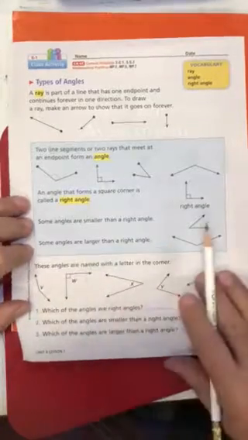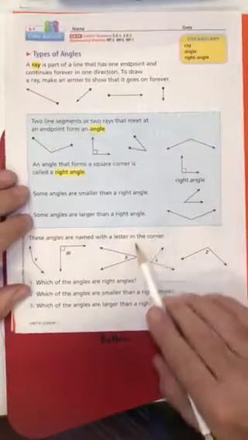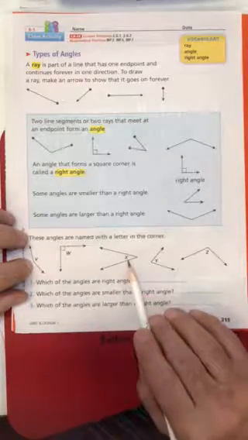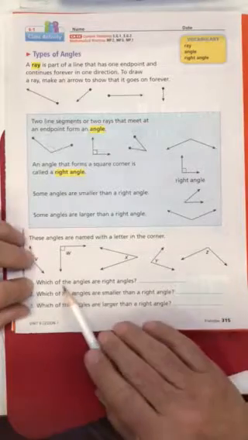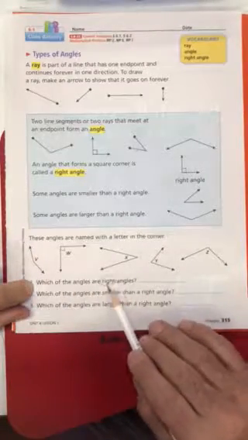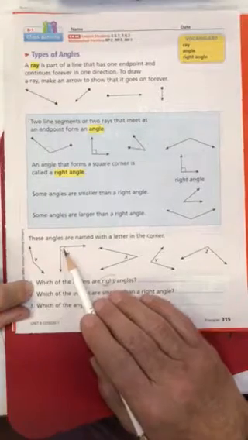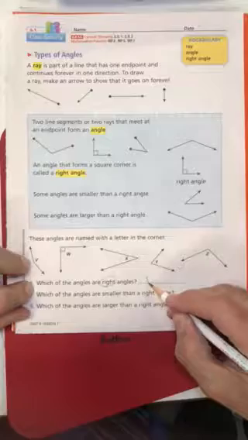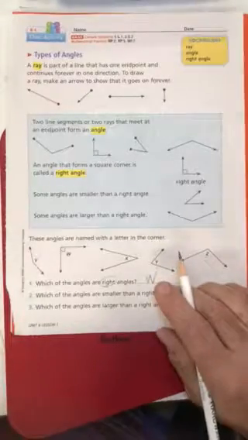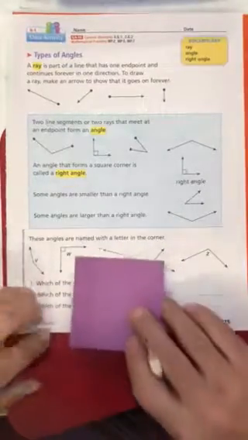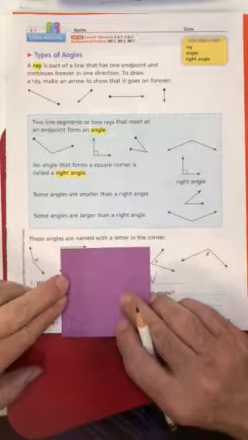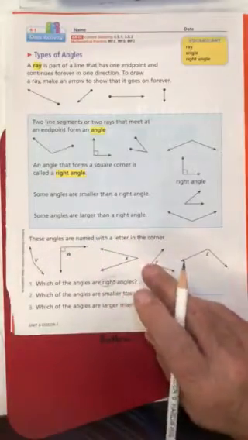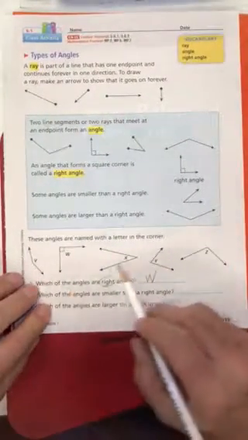All right, so these angles are named with a letter in the corner. This is angle V, this is angle W, this is angle X, Y, and Z. Which of the angles are right angles? Right away, it gives it away because we have this little square indicator that tells us it's a right angle. So we write angle W. And to double check that, we get a piece of paper and we hold it there, and sure enough, it's a right angle.